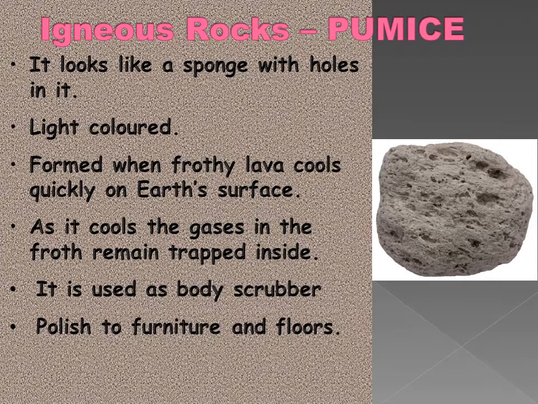Pumice is a very light colored igneous rock that forms when frothy lava cools quickly on the earth's surface. It therefore looks like a sponge with holes or pockets in it, because as this rock cools, the gases in the froth remain trapped inside. So, the pumice rock is used as a body scrubber. It is also used to polish furniture and floors.